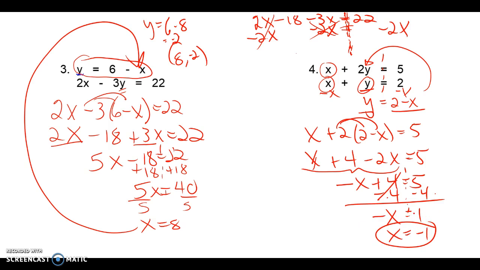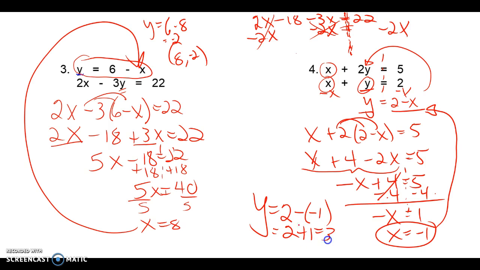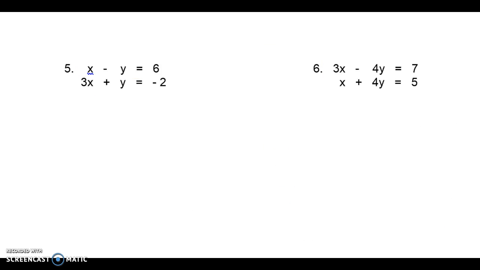So I have this x. Just like I said, I come back to this equation right here, and I'm writing it over here. y equals 2 minus a negative 1. Well, that's the same as 2 plus 1 equals 3. So my answer here is (-1, 3). Okay? Let's do the next one.